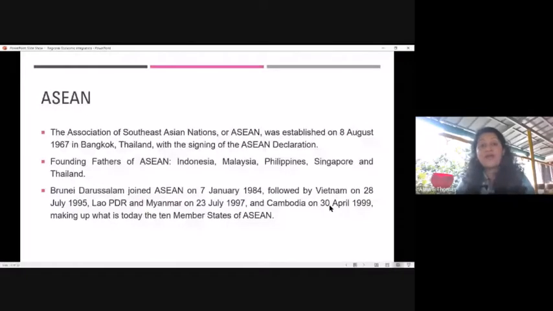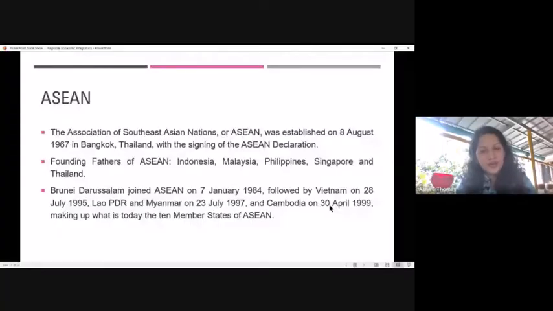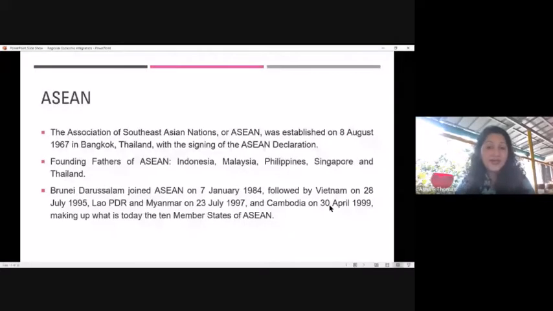ASEAN. ASEAN is a famous, as you say, association of Southeast Asian nations. This integration is very popular because this includes many of the South Asian economies which have established trade relationships with India, and the founding countries were Indonesia, Malaysia, Philippines, Singapore, and Thailand. Later, Brunei, Vietnam, Laos, Cambodia joined with them in, as I have put here, 1984, 1995, 1997, 1999.